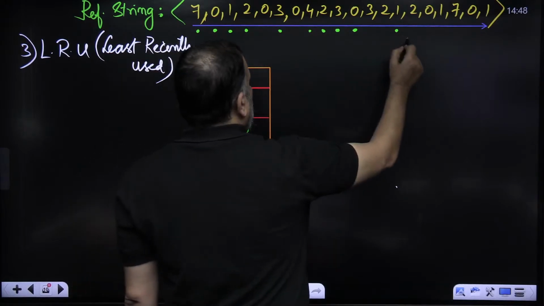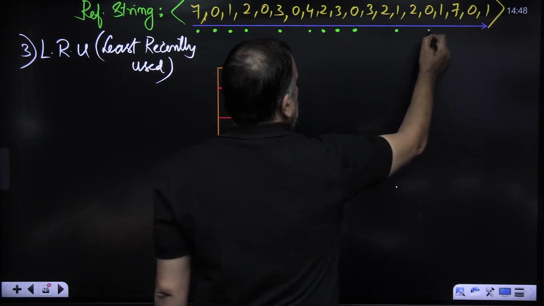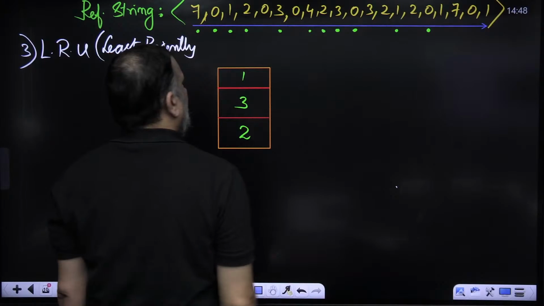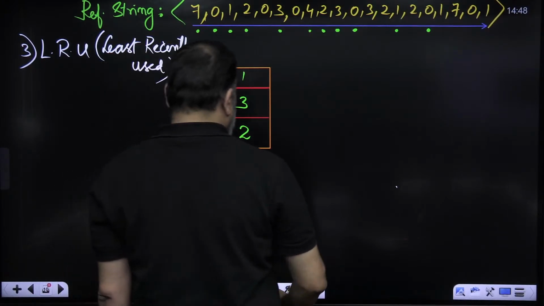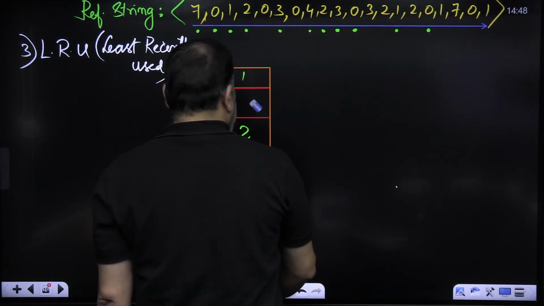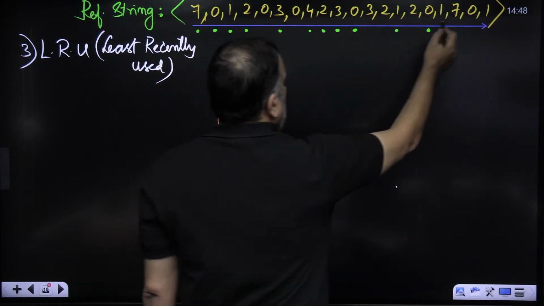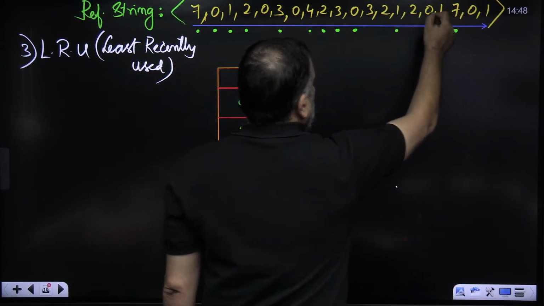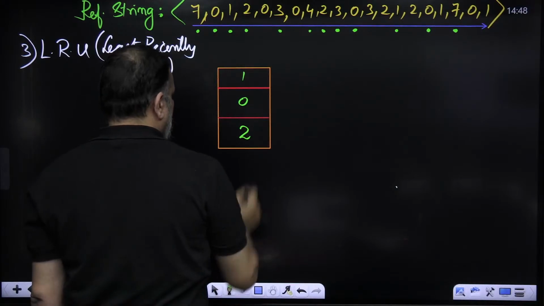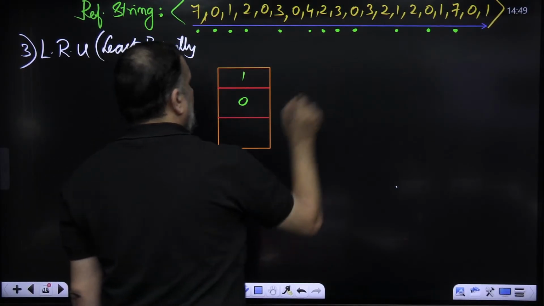Then 2 will not cause a fault. 0 will cause a fault. So who will come in place of 0? 2, 1, 3. 3 is at the end. In place of 3 comes 0. Then 1 will not cause a fault. 7 will cause a fault. 1, 0, 1, 0, 2. 2 is at the end. So in place of 2, we are going to bring 7.